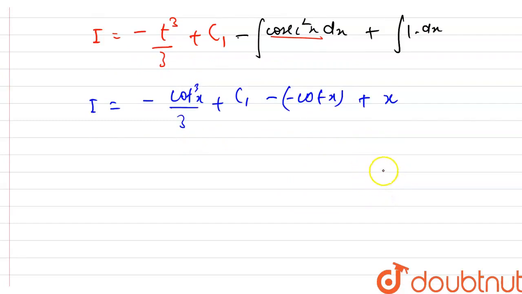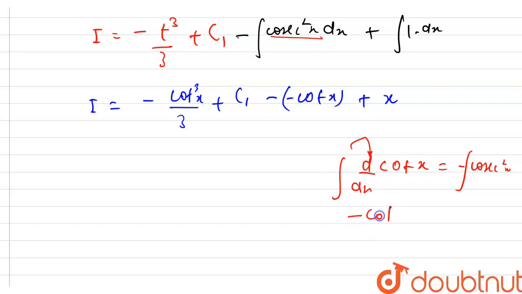See here, if I differentiate cot x with respect to x, it will give me minus of cosec square x, and integration is nothing but antiderivative. So if I integrate both sides, I can take this minus here, and this will cancel out, so we will be left with minus of cot x equals the integration of cosec square x dx. So here you can see the integration of cosec square x dx is minus cot x. That's why I'm writing it here.